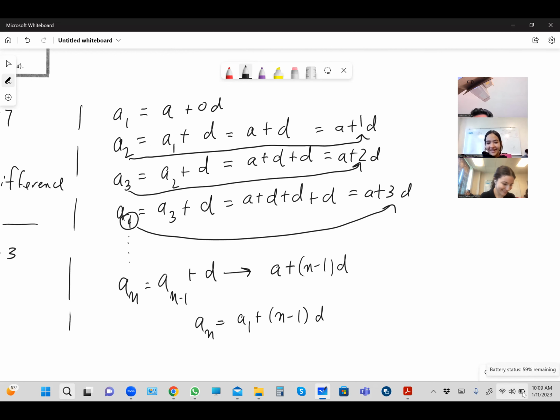This computer eats a battery. It's at 59%. I've got plenty of battery. Let me start charging it for next period.